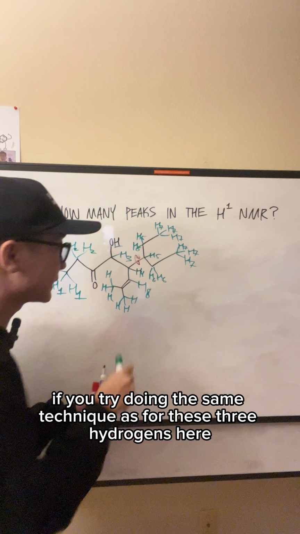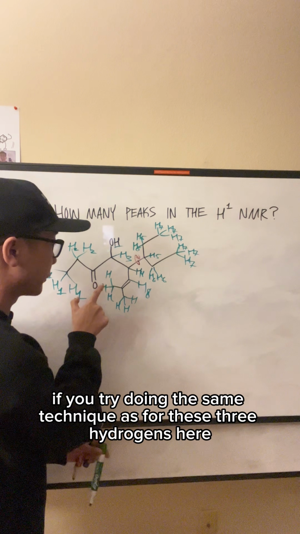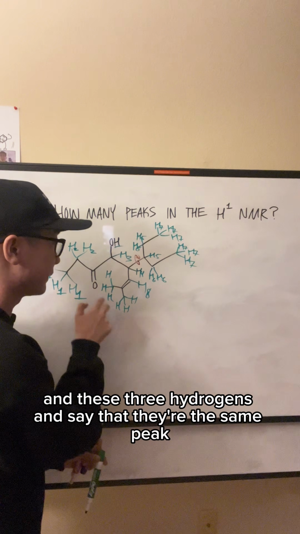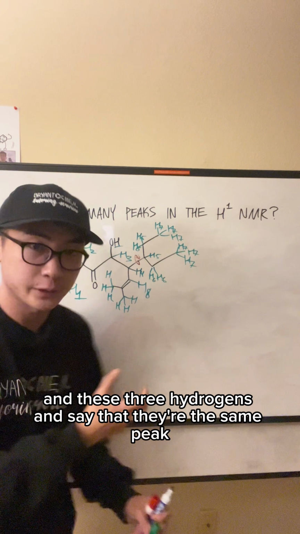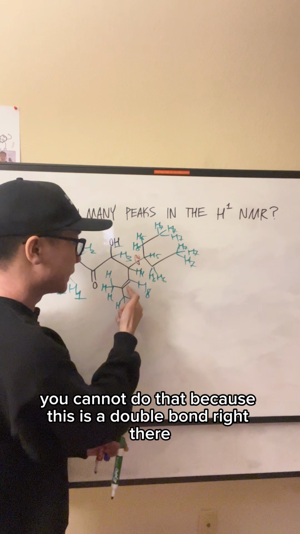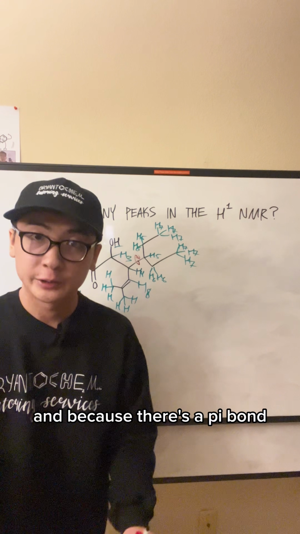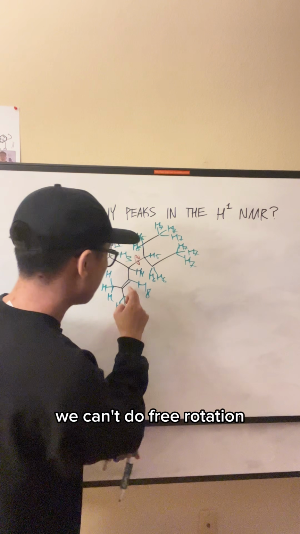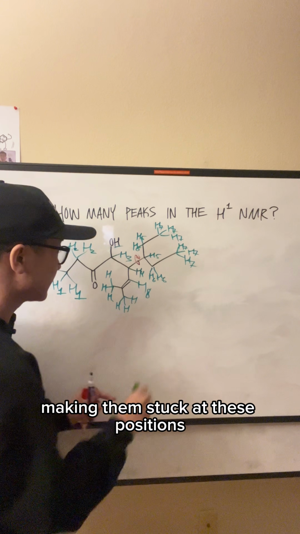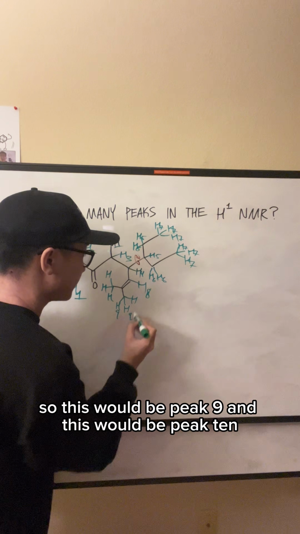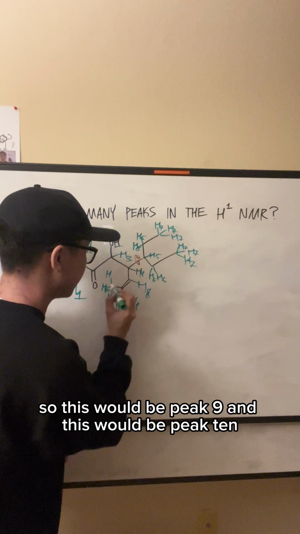Now, if you try doing the same technique as for these three hydrogens here and these three hydrogens and say that they're the same peak, you cannot do that because this is a double bond right there. And because there's a pi bond, we can't do free rotation, making them stuck at these positions, making them different peaks. So this would be peak 9 and this would be peak 10, right?